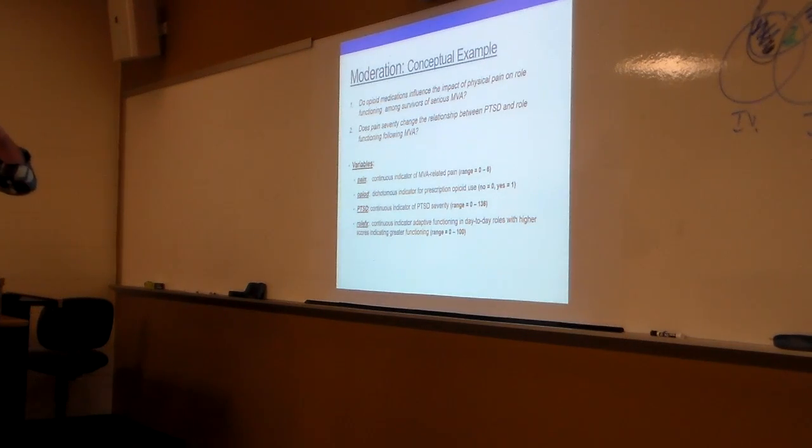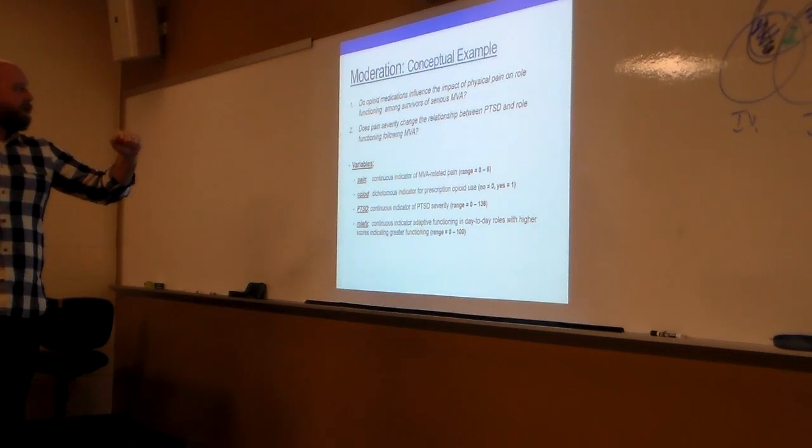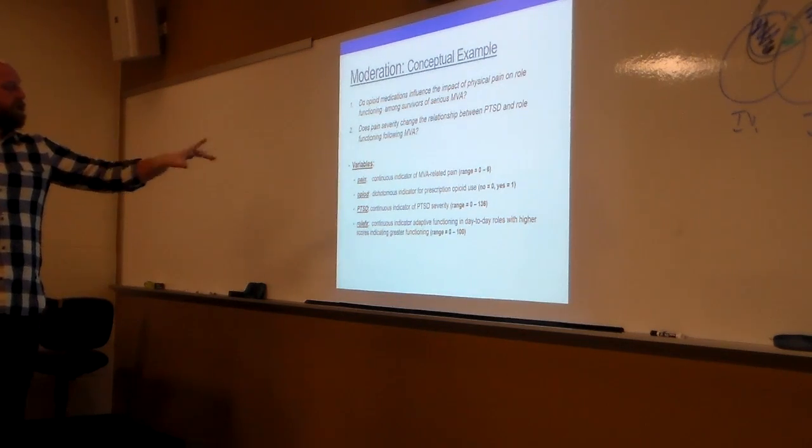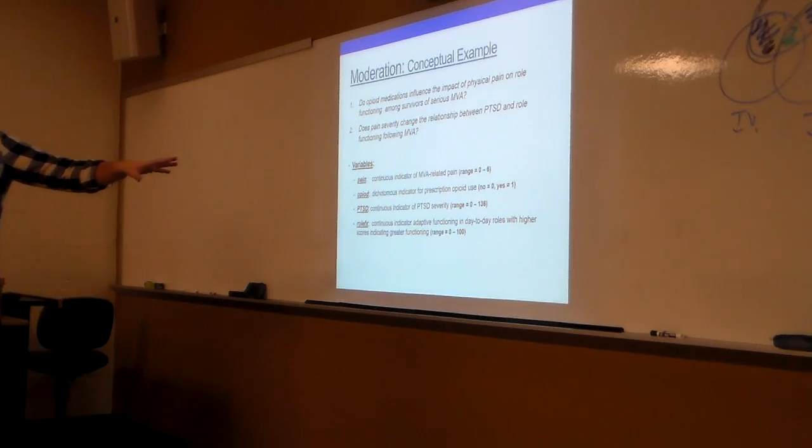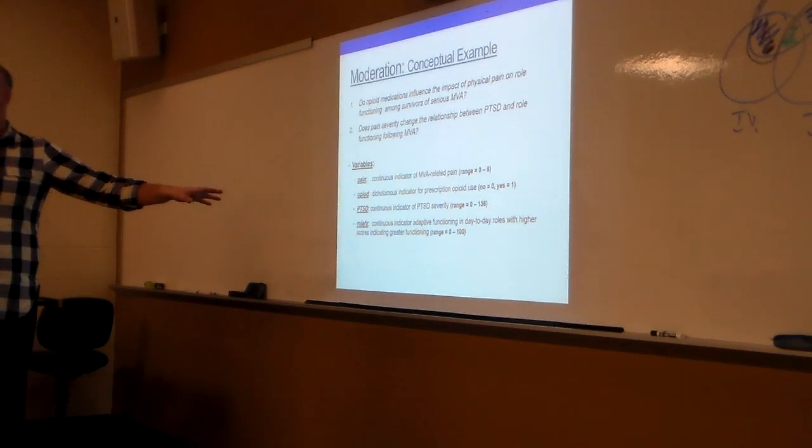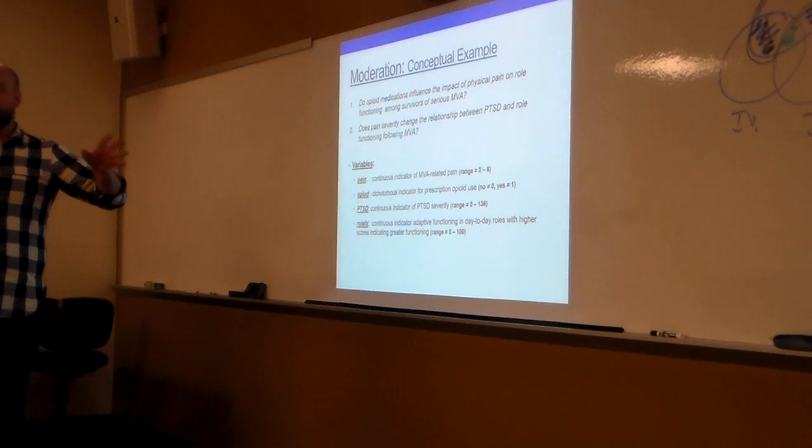So we're going to continue on with the same example set that we used before. We're going to pretend that role functioning is actually a reasonable outcome and not a categorical one, just to simplify things.